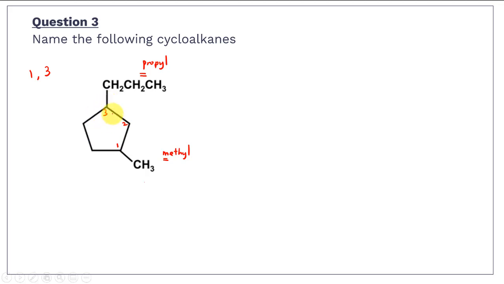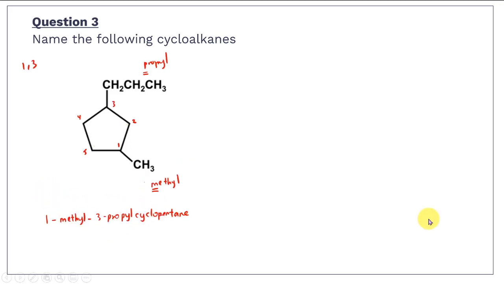For this parent, you have 5 carbons, so the parent name will be cyclopentane. The position of your methyl is at 1, so it becomes 1-methyl, and then we have 3-propyl. Remember that there is no spacing in between, so it becomes 1-methyl-3-propylcyclopentane.